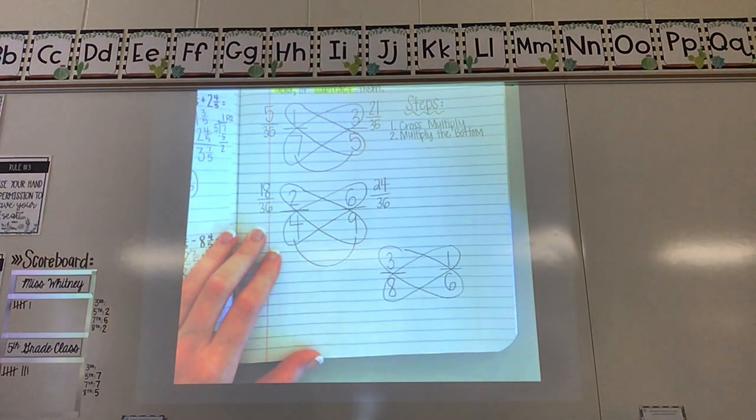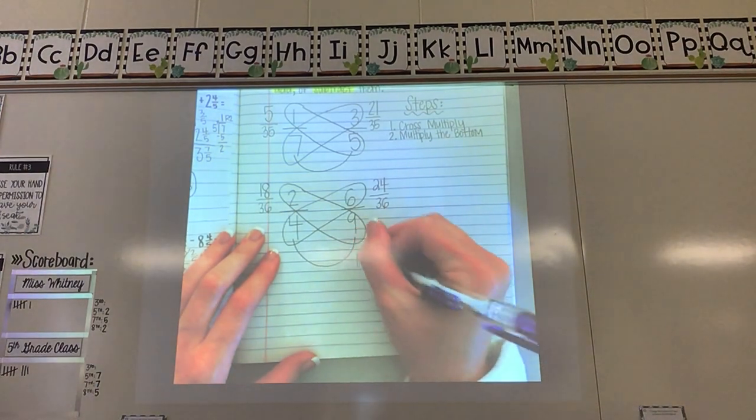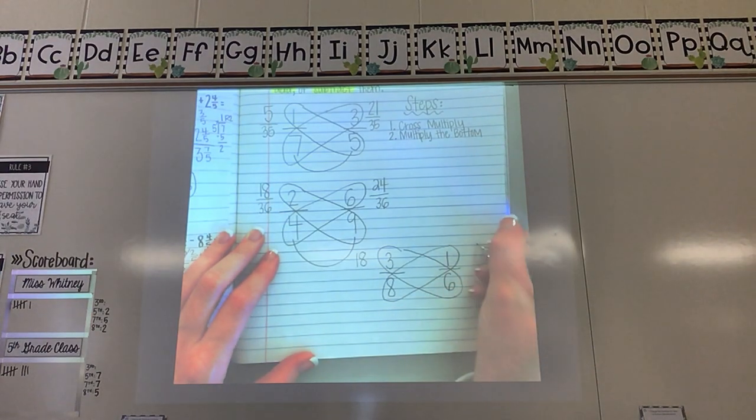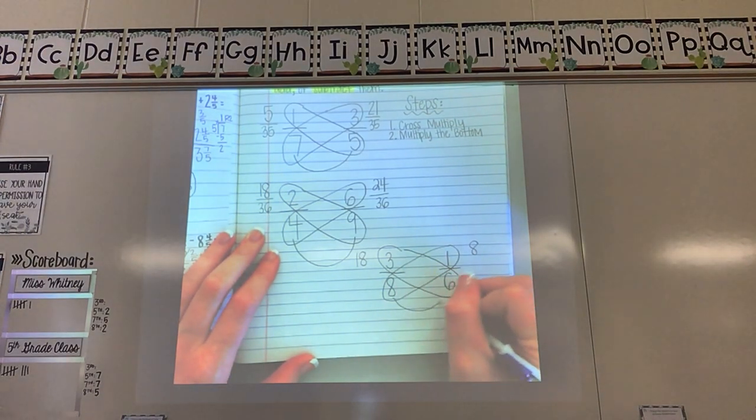Then I'm starting on which side, the top or bottom? Always the bottom, hopefully that's what you said. 6 times 3 is 18. Write that down there. 8 times 1 is 8. Okay, I've cross multiplied, so now I'm looking back up here for step number 2. What is the second thing that I need to do? Hopefully you said multiply the bottom, so draw your little smiley face down there.